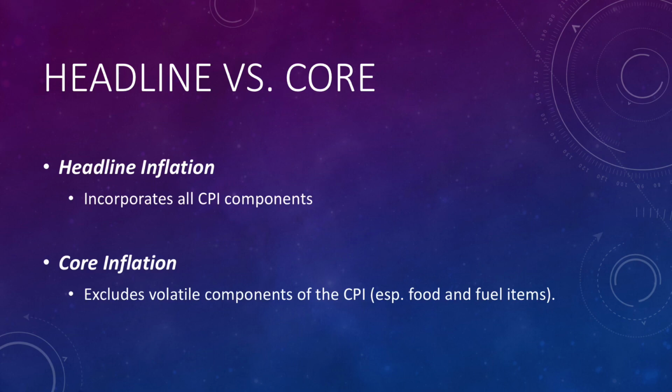It is the calculation that excludes volatile components of the CPI, especially agricultural food and fuel items. So headline inflation is something that we can use to talk about how prices are rising in the short term. But if we're going to set a long-term trend, we are going to rely on the core inflation. Another important thing that we should be knowledgeable of is that inflation has a relationship with unemployment. We call this the Phillips curve.